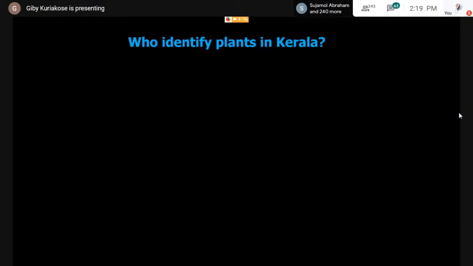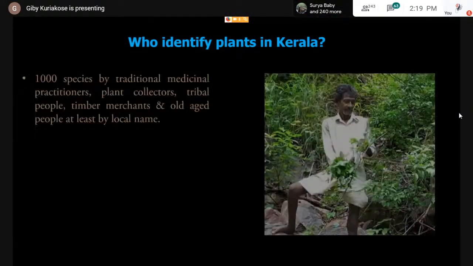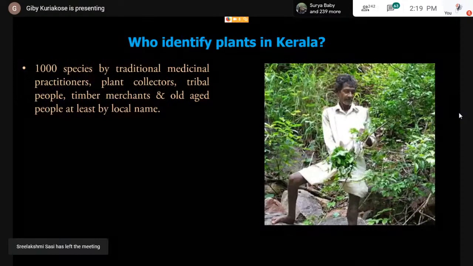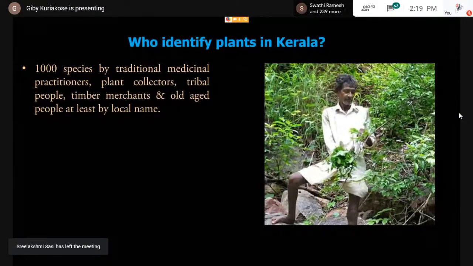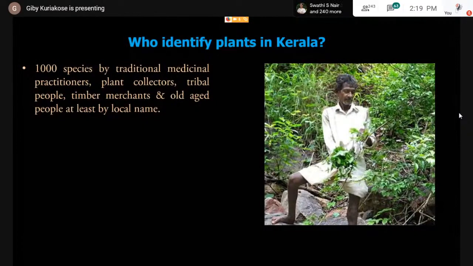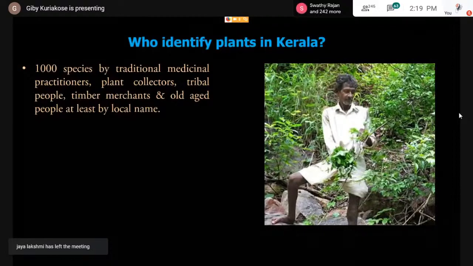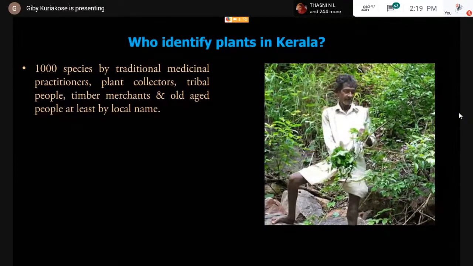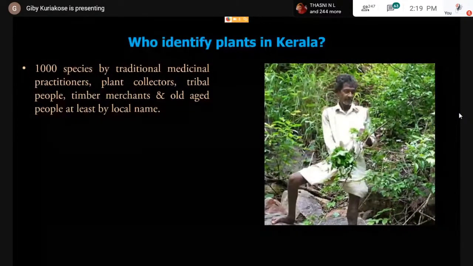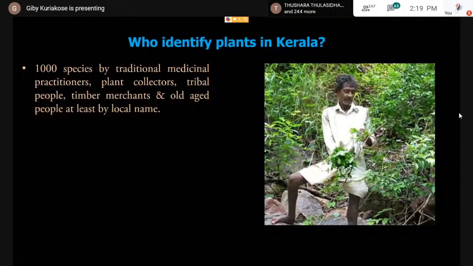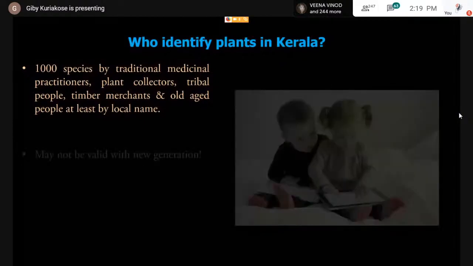So let us see who identifies plants in Kerala. There are medicinal practitioners, especially Ayurveda, Unani, and traditional medicinal practitioners, and plant collectors for several purposes, even for fuel wood collection. Nowadays it is very rare, but fuel wood collectors used to identify which plant would be better fuel wood. Then tribal people, timber merchants, and old-aged people. These people can at least identify plants by their local names, and they may have their own local names also.